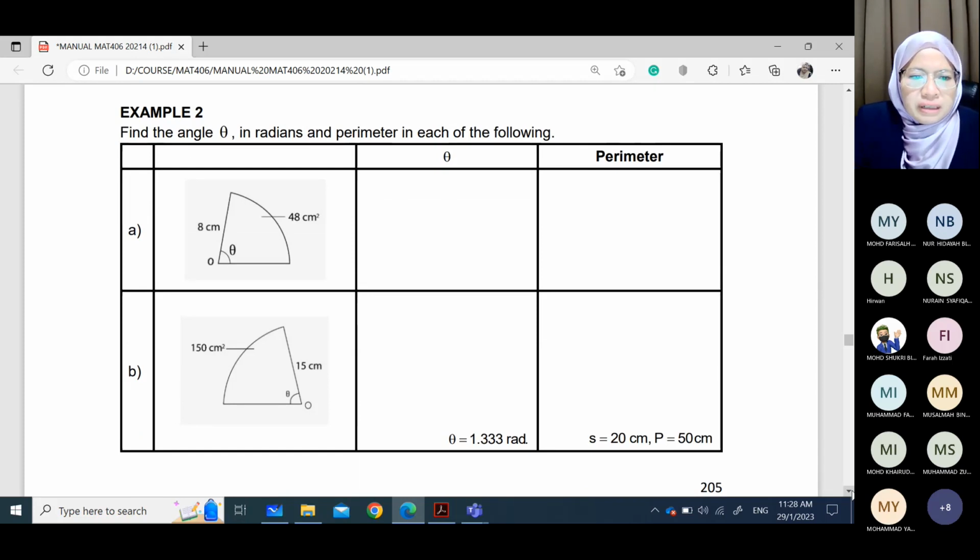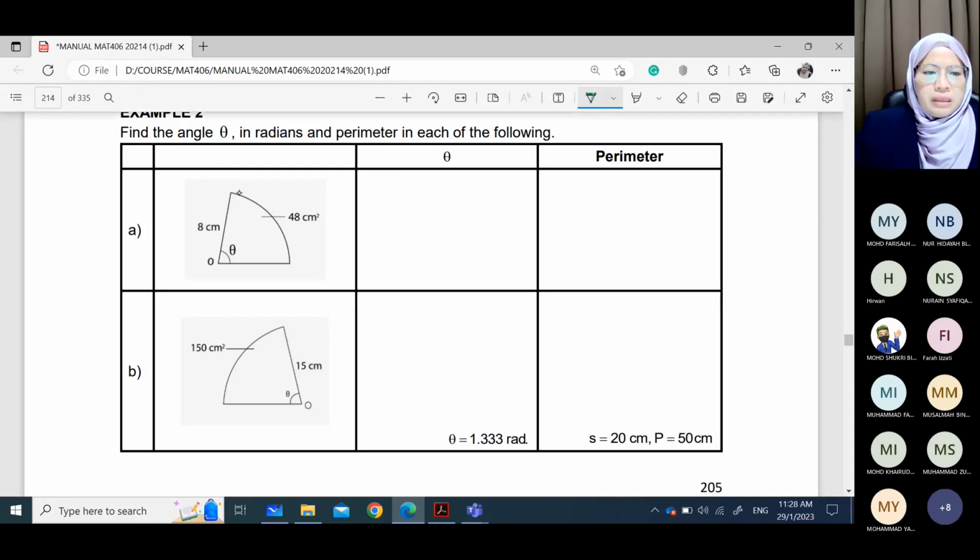Okay, ini find the angle in radians and perimeter in each of the following. Okay, so yang ini dia bagi keluasan tapi dia tak bagi arc length. Jadi arc length tu you kena cari. Okay, so kalau yang ini adalah area, so this is our area and this one is our radius. Okay, so kita boleh take note dekat sini. So area 48 cm squared and the radius is 8 cm. So angle kita kena cari.